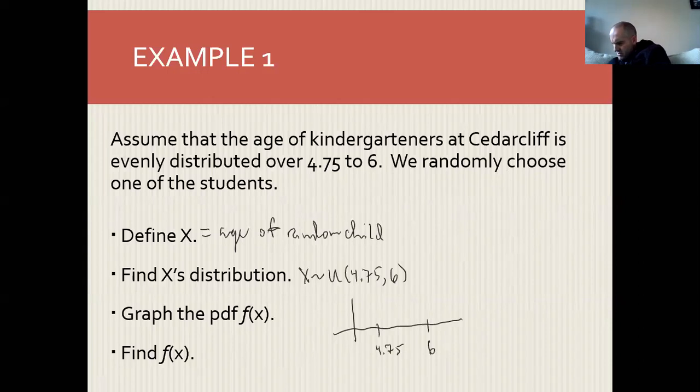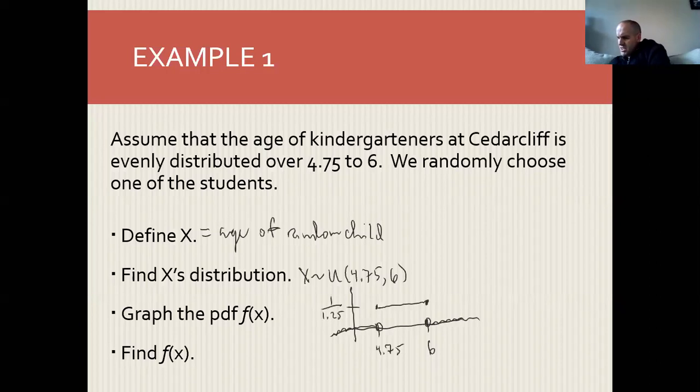Okay, what do we have? It's going to be what? 1 over the difference of those two things. So 1 over the difference is 1 over 1.25. And this is what the PDF is going to look like. And of course, before that, it was straight up equal to 0. So that's what the PDF is going to look like.